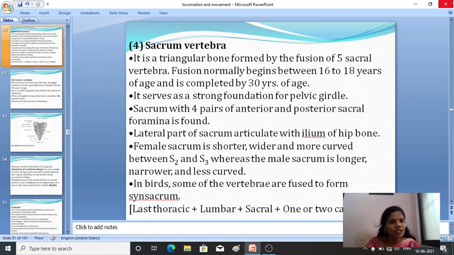The sacrum vertebrae is generally formed by the fusion of 5 sacral vertebrae. Again, this triangular bone of the sacrum is formed by the fusion of last thoracic, lumbar, sacral and 1 or 2 caudal vertebrae.